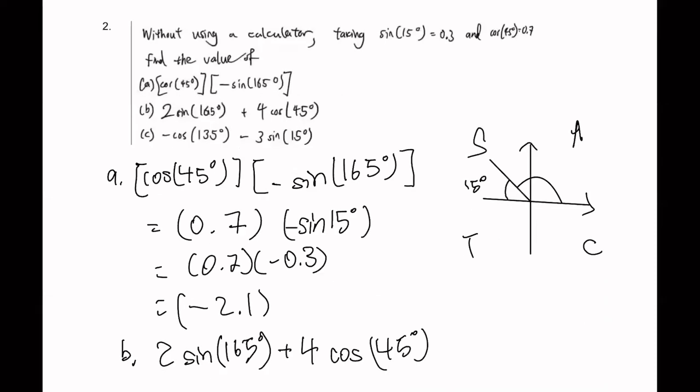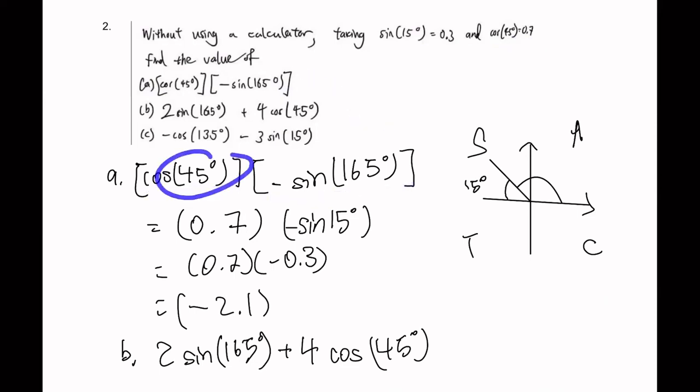Okay, so here, cosine, you want to try without using a calculator. I know it's very silly when you have a calculator. This entire thing can be keyed into a calculator and you can get the answer straight away. But the purpose of this question is to test you on your ASTC, and your understanding of reference angle, basic angle. You don't need a calculator for this. So sine 15 degrees is 0.3, cosine 45 is 0.7. So cosine 45 times negative sine 165, what would it be?